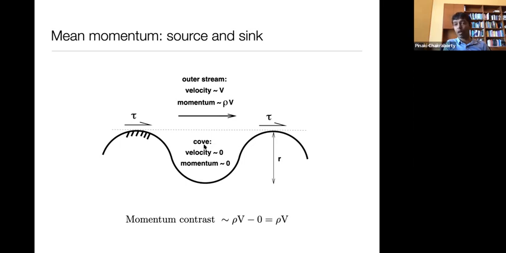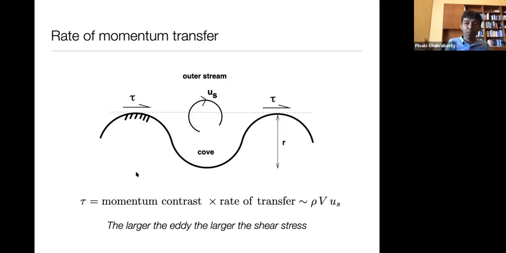Superposed on this mean flow are turbulent fluctuations. And these turbulent fluctuations ultimately are the entities that affect the turbulent shear stress or the turbulent friction. So let's take one turbulent eddy of size s, whose velocity we denote by us. And we ask, what is the shear stress produced by this turbulent eddy?